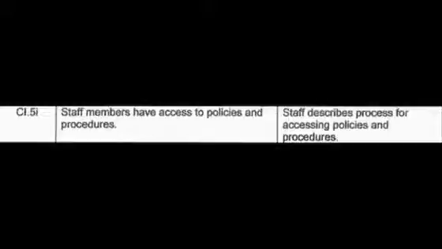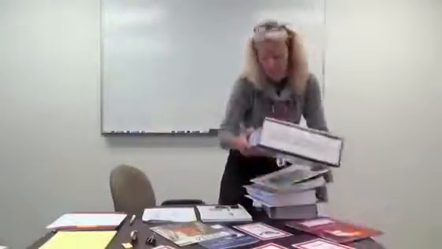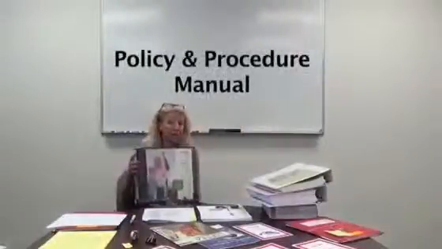The next section, the next reg, which is core 1.5i, staff members have access to policies and procedures and they can describe the process for getting them. We have 3 policy and procedure manuals in the offices that are specifically related to just the delivery of hospice care. Jody, the director, has one. Alicia, the quality assessment coordinator, has one. And I, your administrator, have one. All 3 of us have the large policy and procedure manual.